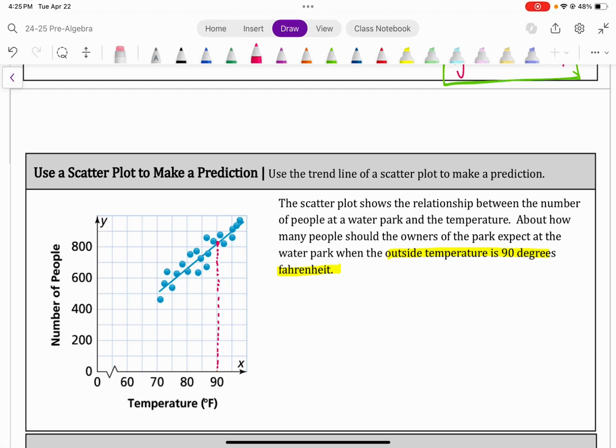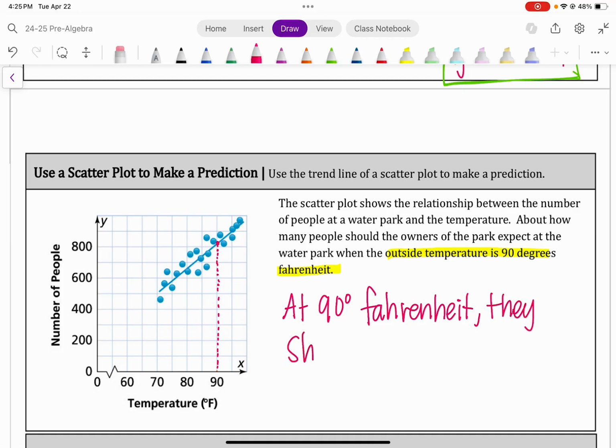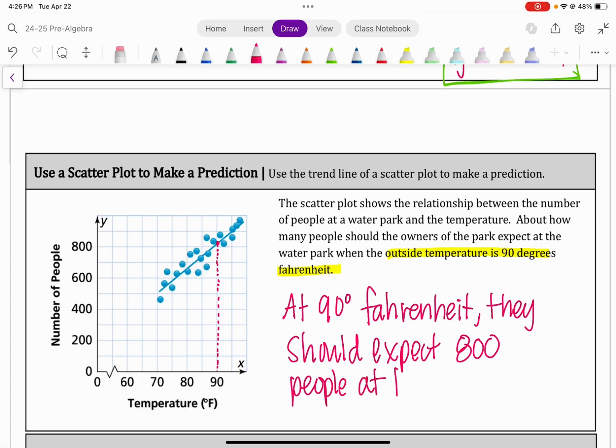And it's hitting above 800. So let's say, I don't know, let's say roughly 820, 825, somewhere in there. A little more, let's just say, at 90 degrees Fahrenheit, they should expect, we can just make it easy and say 800 people at the water park.